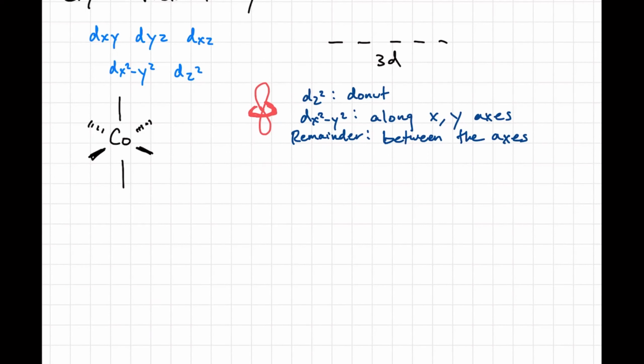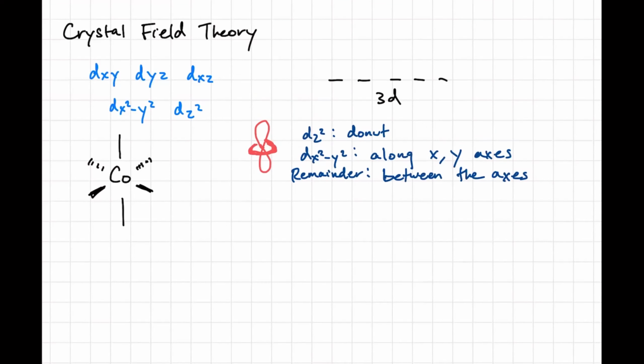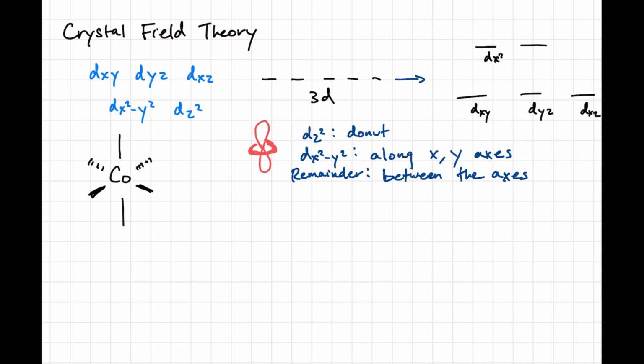So that is why if we were to split this, we can actually draw something like this, where we would label this dxy, dx squared minus y squared, and dz squared. That is why you see some gap here.